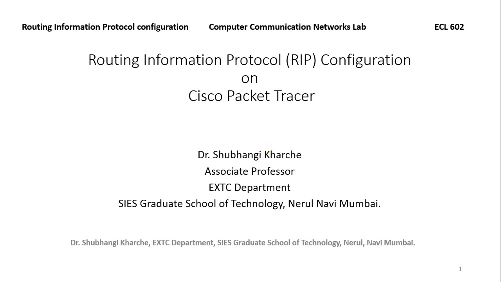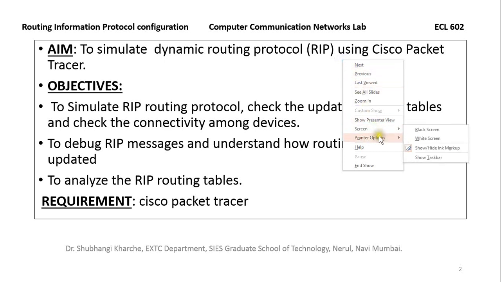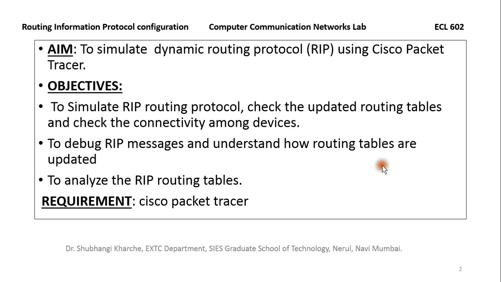Dear learners, in this video you are going to watch the configuration of routing information protocol using Cisco Packet Tracer. The aim of the experiment is to simulate dynamic routing protocol, that is the routing information protocol using Cisco Packet Tracer. The objectives of the experiment include the following: to simulate the RIP routing protocol, check the updated routing tables, and check the connectivity among the devices.